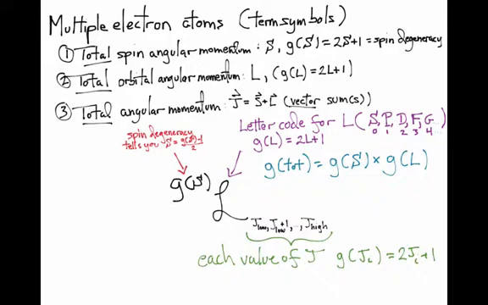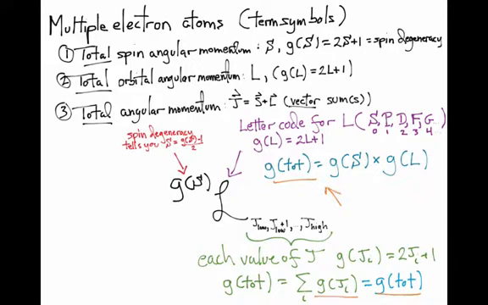Now the total degeneracy, g of J, of any individual J, is of course twice J, whatever that is, plus 1. The total degeneracy in the J states is the sum of all of those individual g of J's. Okay? And that's because the energies are actually distinct. So we take the degeneracy of each of those J states that are allowed, and we add them all up.